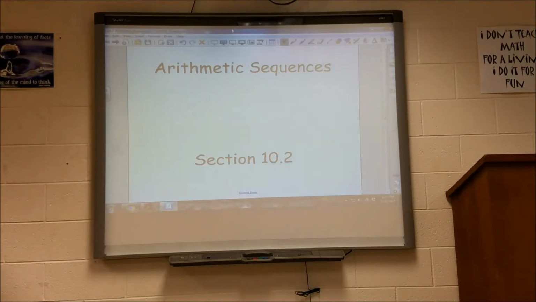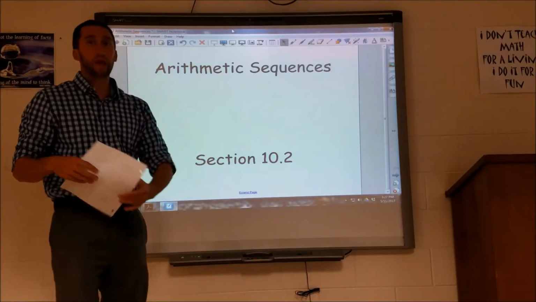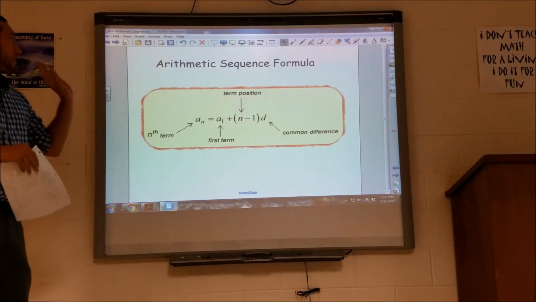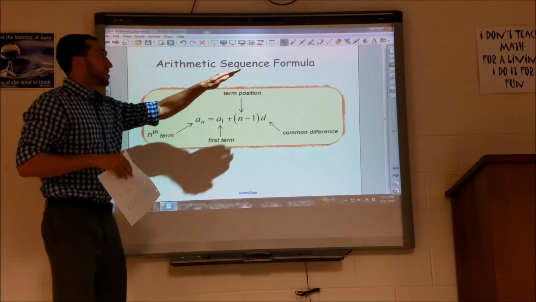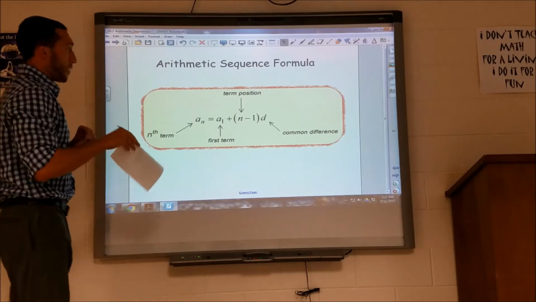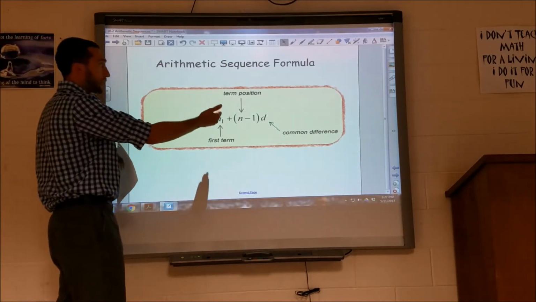Hello everyone, today we're talking about Arithmetic Sequences, section 10.2 in our book. So the arithmetic sequence formula is going to be given to you on the final exam on the reference sheet, but we need to know exactly what each term in our formula means.